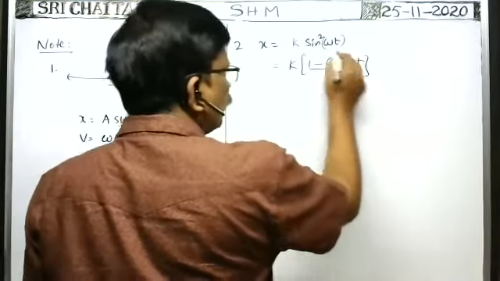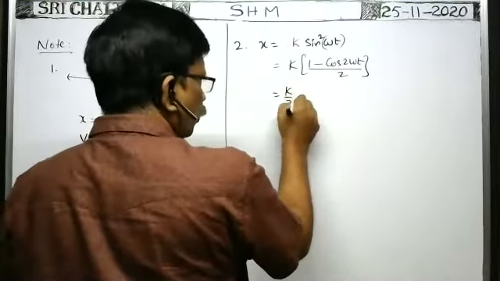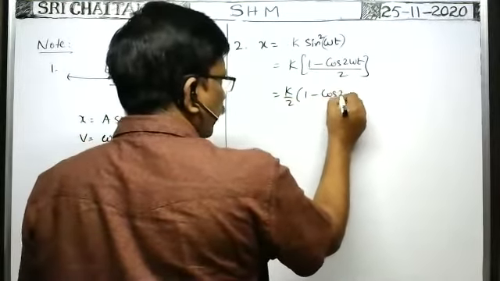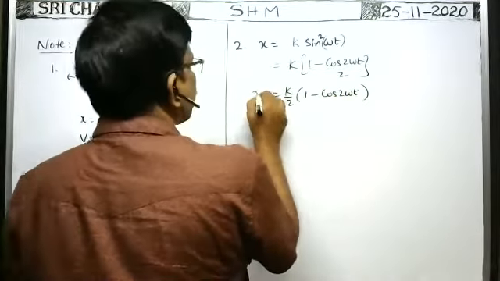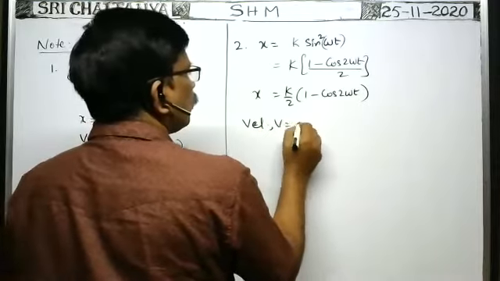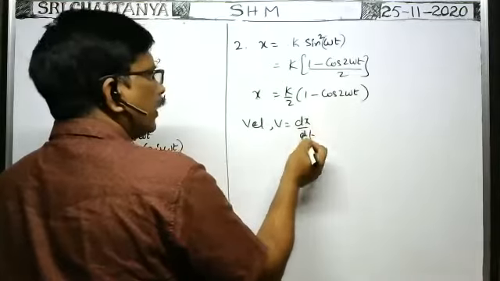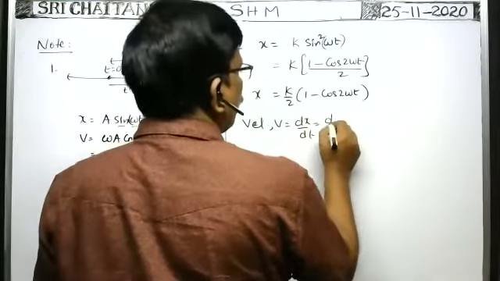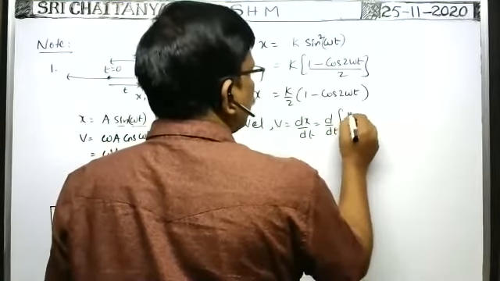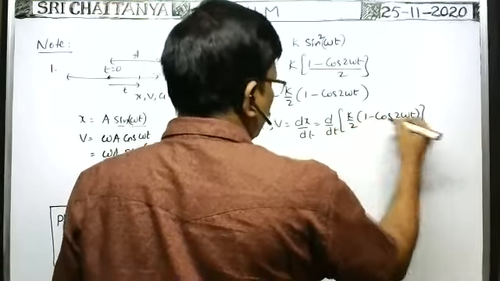Sine square omega t, we can write like this, right? So this is equal to k by 2 into 1 minus cos 2 omega t. Okay, it is x. Now velocity v is equal to dx by dt. We can write this because x is a function of time. That's why dx by dt is equal to what? This is equal to d by dt of x, which means k by 2 into 1 minus cos 2 omega t.